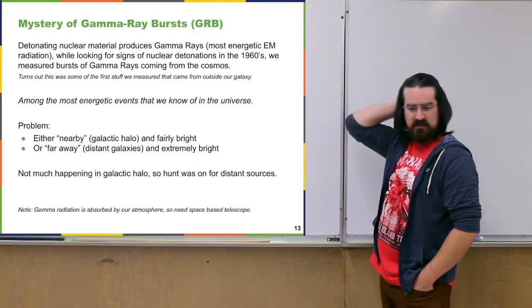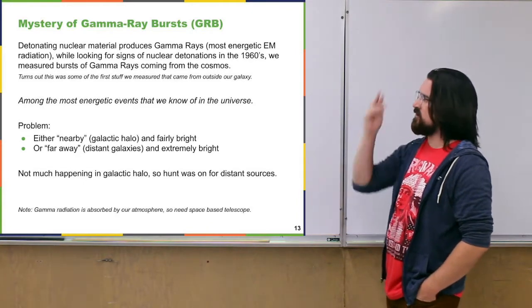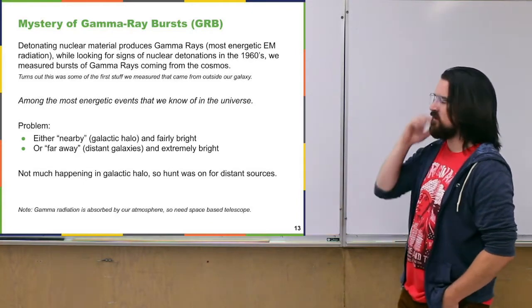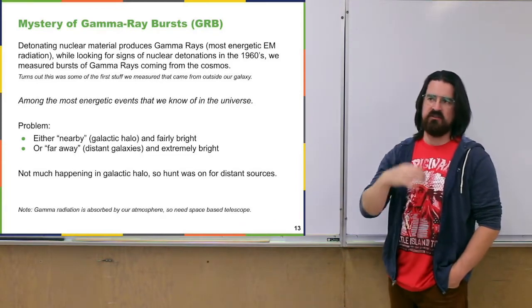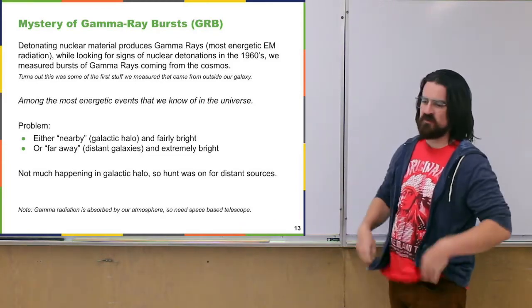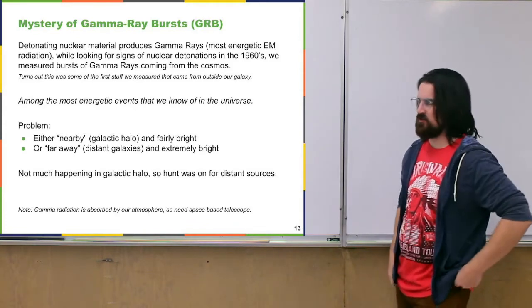So the last topic in this chapter, in this lecture, has to do with something called gamma-ray bursts, and leads us kind of into the next chapter. So what is this sort of mystery that was going on?